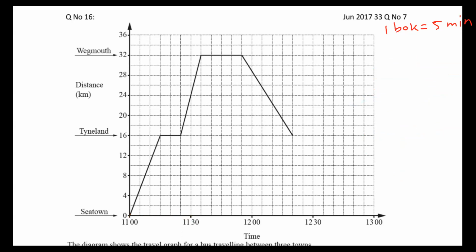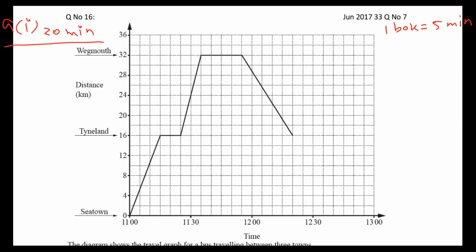Number two, now I'm starting my question. First part, according to the question in my worksheet: for how many minutes does the bus stop at W? W is here, city W. How many boxes do we have? 1, 2, 3, 4 boxes, and one box is 5 minutes. So 5 fours are 20. I'm writing the answer in part A1: he stopped for 20 minutes.